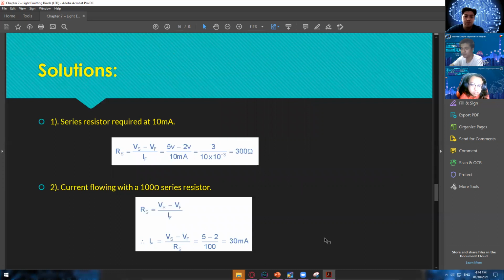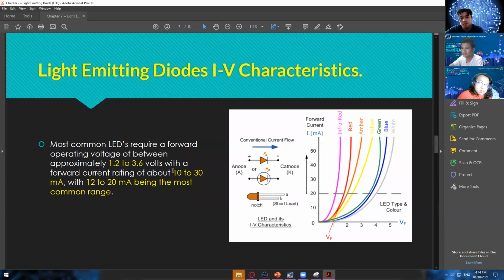So just use this formula and then make this one into something like this, or cross multiply, and then you will get IF equal to Vs minus Vf divided by Rs. So 5 minus 2 divided by 100, then it will give us 30 milliamp. So even though our resistor is only 100 ohms, I think it's still safe, according to these facts about LEDs. So 10 to 30 milliamp is the forward rating of the LED.